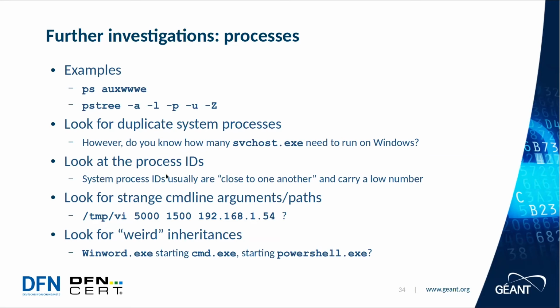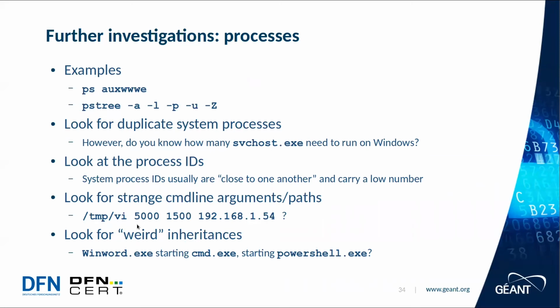Look at process IDs. System process IDs usually are close to one another because many system processes are started right after reboot. So the process IDs are usually very, very low. If you have a system process with a very high process ID, it can be suspicious. It doesn't have to be, it can be. Then strange command line arguments like this one. If you find something like this in the timeline, this doesn't look like vi, does it? I mean, it carries an IP address and 2 numbers here. This is probably something you want to investigate.